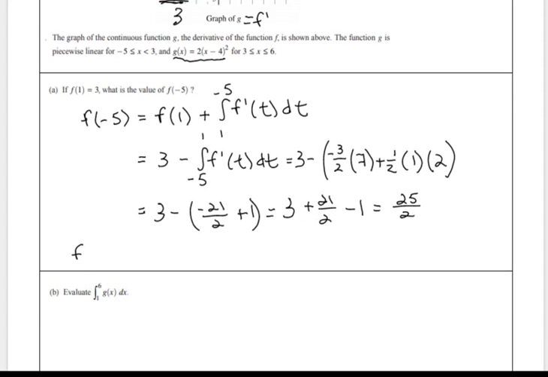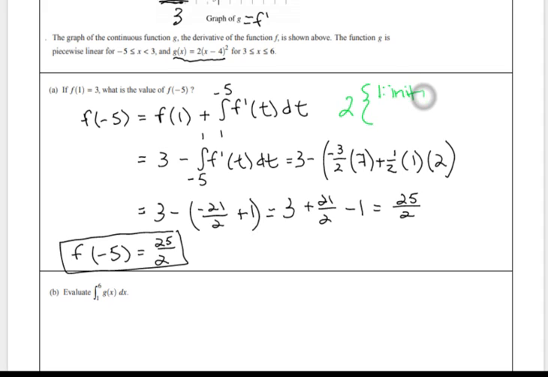So f of -5 is 25 over 2. All right, this problem was worth 2 points. It's 1 point for using the initial value. Did you remember or know how to use this f of 1 and that 3 there? And then it's 1 point for your answer.